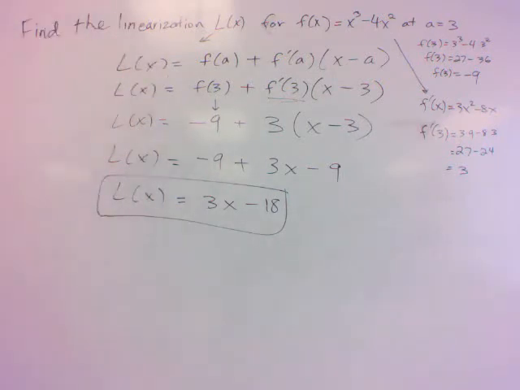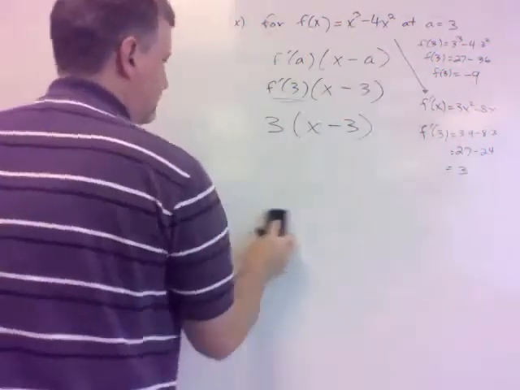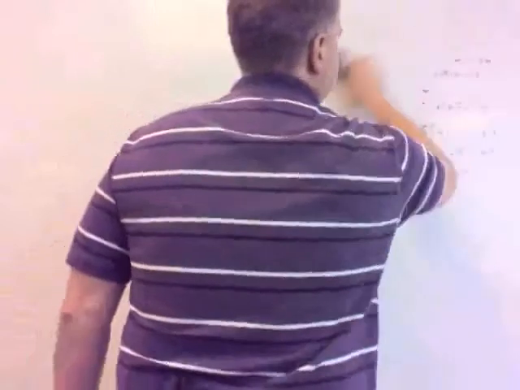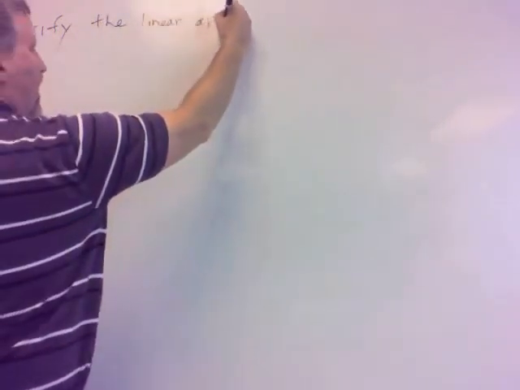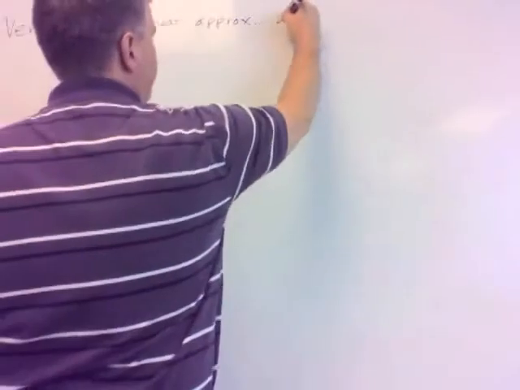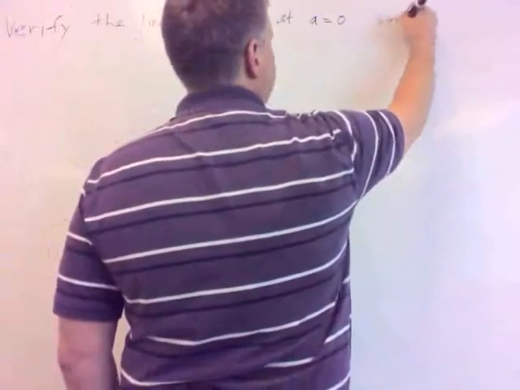But here's another thing. They'll have you do what's called verifying a linearization. Let's verify that, verify the linear approximation at a equals 0: sine of x is approximately equal to x.